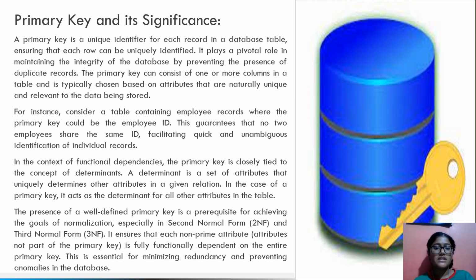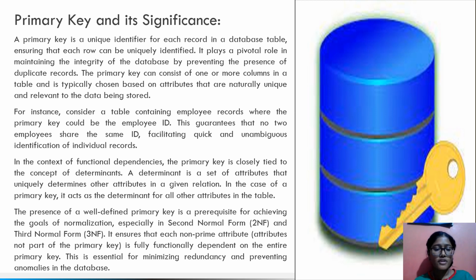The primary key can consist of one or more columns in a table and is typically chosen based on the attributes that are naturally unique and relevant to the data being stored. For instance, let us take an example of employee records where the primary key is the employee ID. This guarantees that no two employees have the same employee ID, which facilitates quick and unambiguous identification of individual records.